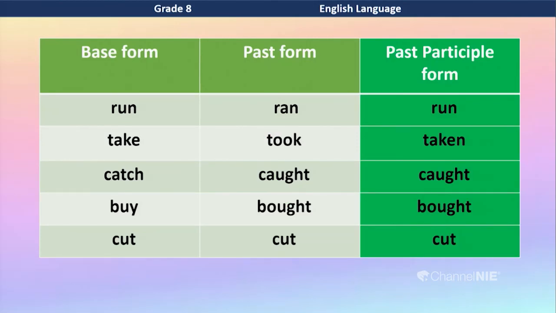And it's this. Now, you see there are 3 columns, right? With the base form, past form and the past participle form, right? So, Miss Chamari, shall we read this just like a drill? Oh yes, that's a good idea. Okay, I will start. Run, ran, run. Take, took, taken. Catch, caught, caught. Buy, bought, bought. Cut, cut, cut.